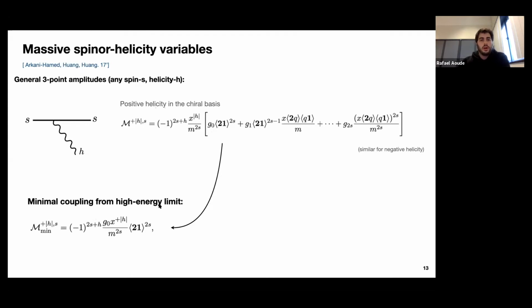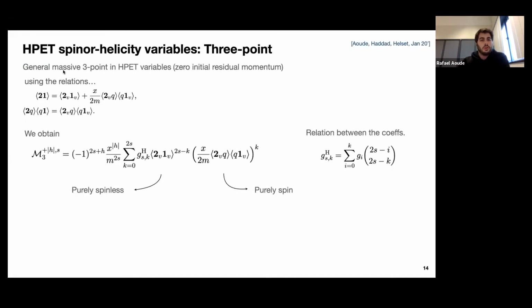Okay, so how does this amplitude look if you use HPT variables? If you use the relations that we can obtain between the angular and the angular brackets in the traditional spinor helicity variables and in HPT variables, you obtain this relation, and substituting in the previous formula, you obtain the most general 3-point amplitude written in HPT variables.